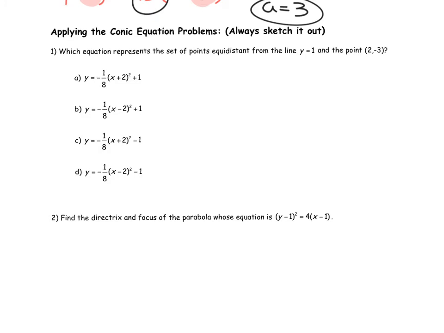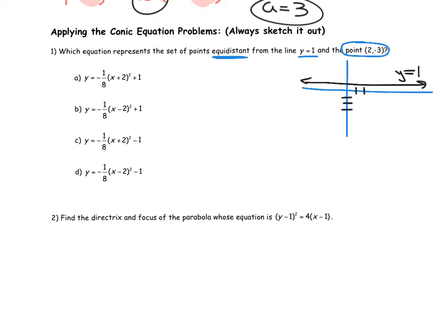So we have, which equation represents the set of points equidistant from the line y equals 1 and a point (2, -3). So I'm going to sketch. Okay, so I have the line y equals +1. So that would be here. So y equals 1, so there's my directrix. And then I'm looking at the point 2, so 1, 2, -1, -2, -3. So I'm looking at the point right here.